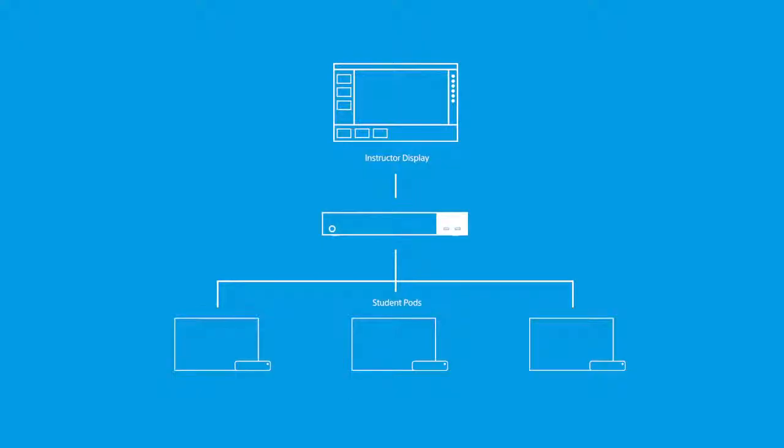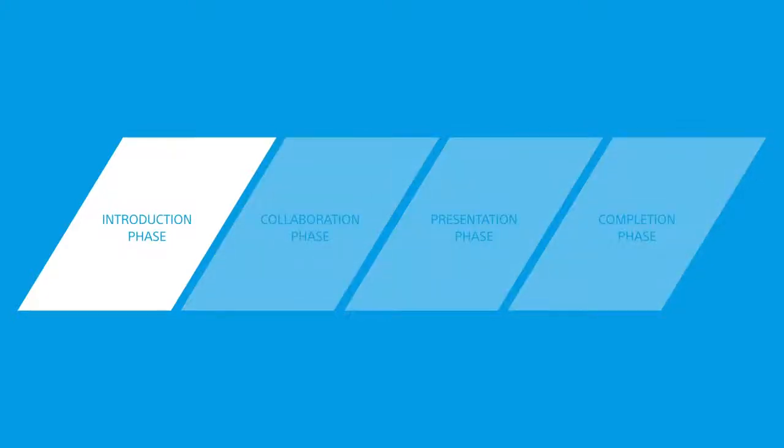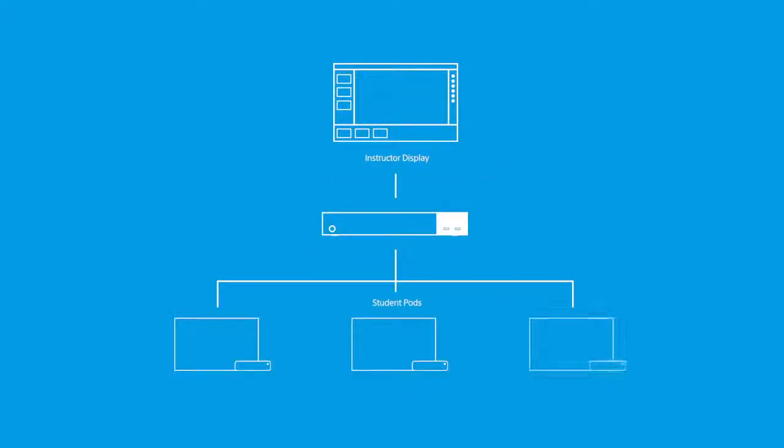For this demonstration, I have one main unit connected to a touch display, and 3 pod PCs connected to the main unit. This diagram shows an example of how an active learning class proceeds. During the introduction phase of the class, using classroom PCs or tablets, the instructor presents the agenda, goals, and discussion topics of the day. The instructor can share the presentation to all of the classroom displays, including student pods, with a single click of the pod sharing button.